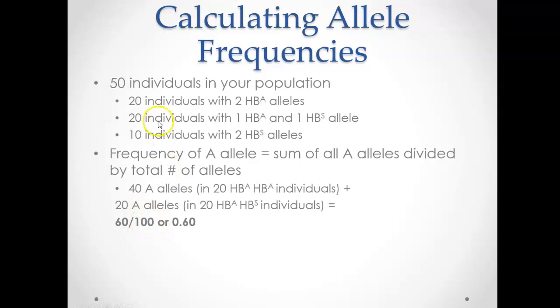How do I know this? Because there's 50 individuals, and everybody has 2 alleles for every trait. You have 2: one you got from mom and one you got from dad. So in order to calculate the total number of alleles in the population, you just multiply the number of individuals by 2. Okay, so 60 divided by 100 is 0.6. So that's the frequency of the regular hemoglobin allele.